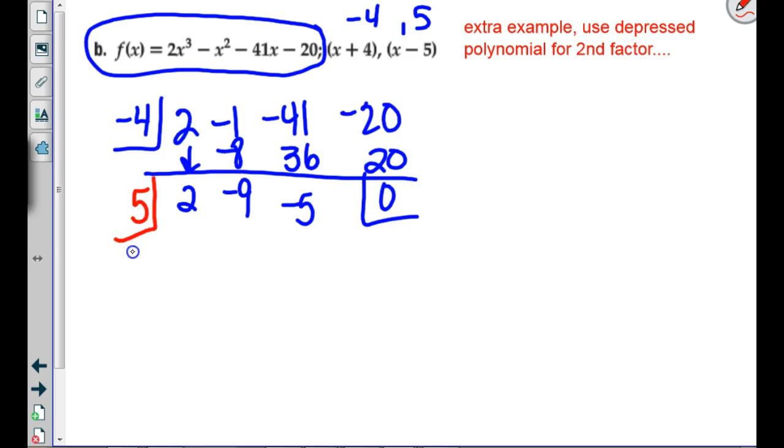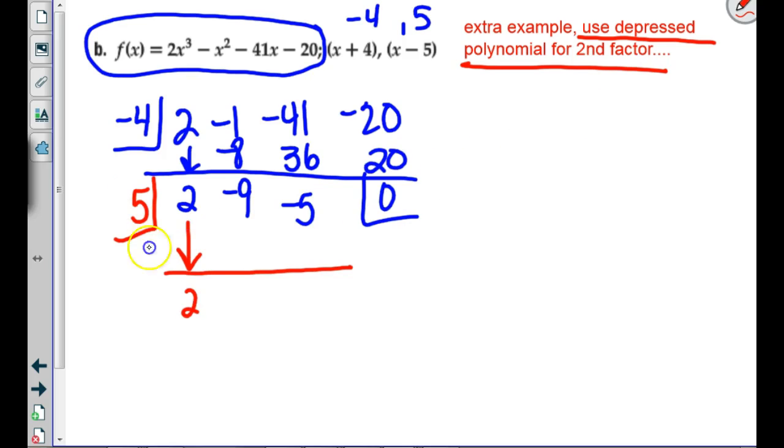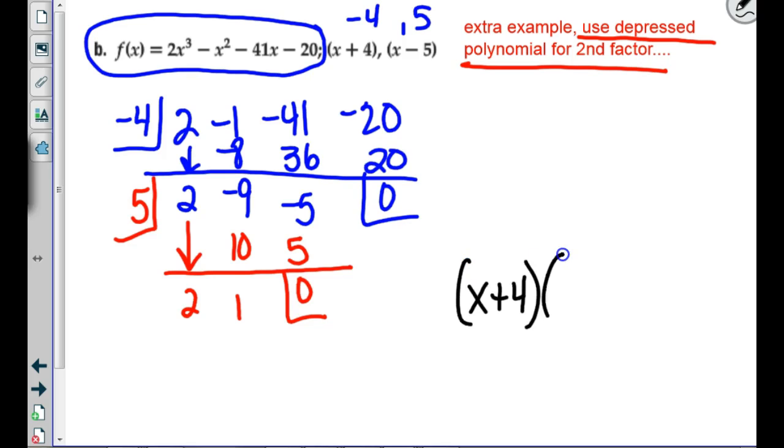If you graphed it and it crossed exactly at negative 4, it has to come out 0. Now, to find if 5 works, because 4 worked, you can actually divide the 5 in now. This is called successive divisions. Up here it says, use the depressed polynomial for the second one. Now if I bring down this 2, I get 10, add, I get 1, multiply, I get 5, remainder is 0. What you just showed me is that x plus 4 was a factor, x minus 5 was a factor, and what's left?